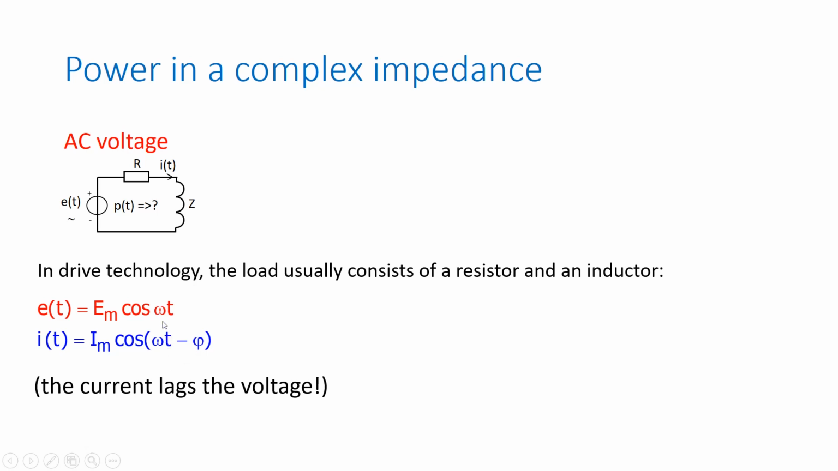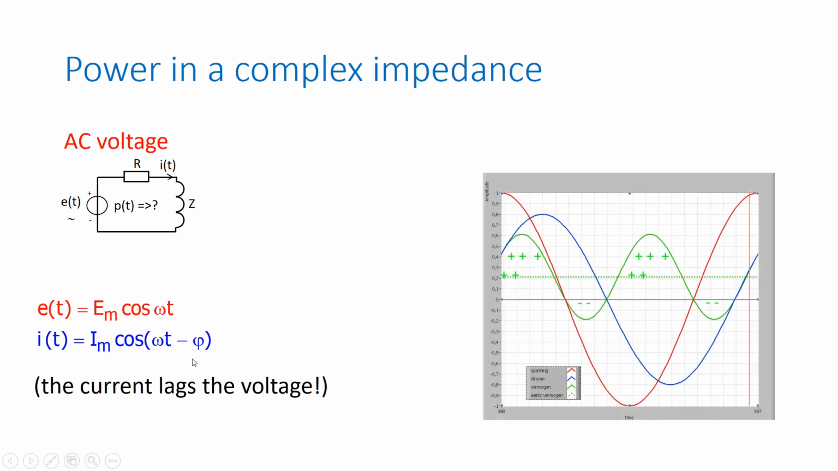What we see, of course, is that the frequency of the voltage and the current is the same, but as we said, the current lags the voltage. This can also be shown in a graph and a picture over here, in which the red curve is my voltage, which is the cosine function, and the blue curve is my current, which lags the voltage, because you see that the maximum value of the current is at a later point in time with respect to the voltage.